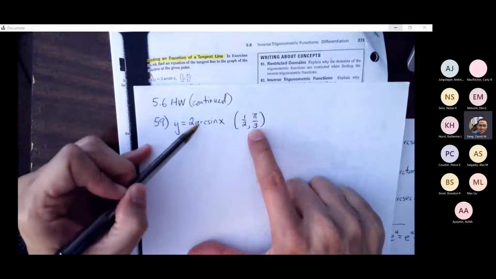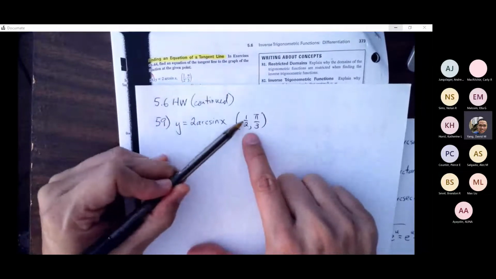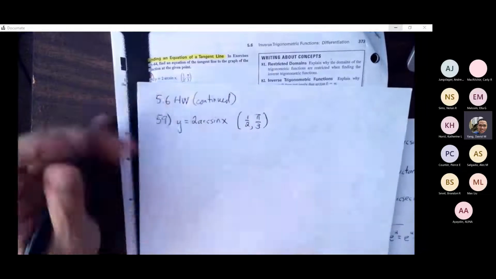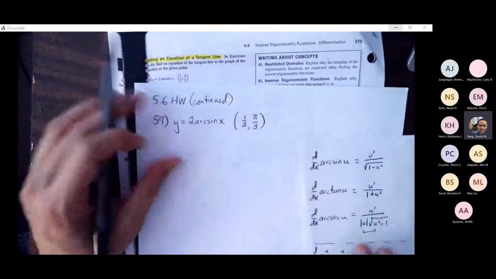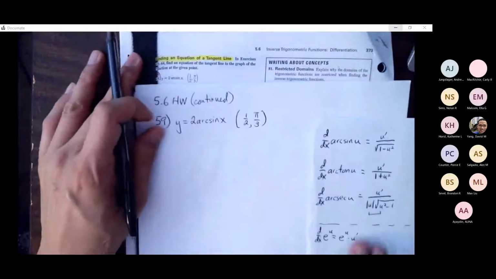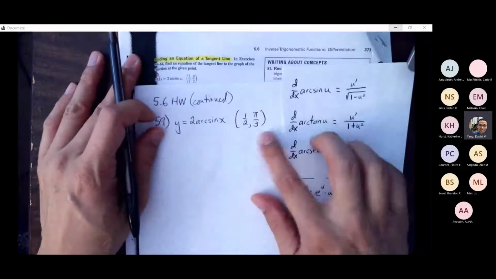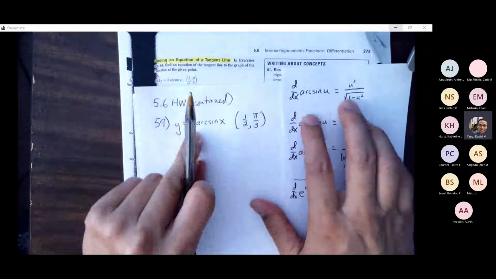We can find the derivative. From the derivative, we can evaluate the derivative at the x value, get the slope, and then put into point slope form. Okay, so ordered pair is already here. Let's go ahead and find the derivative.